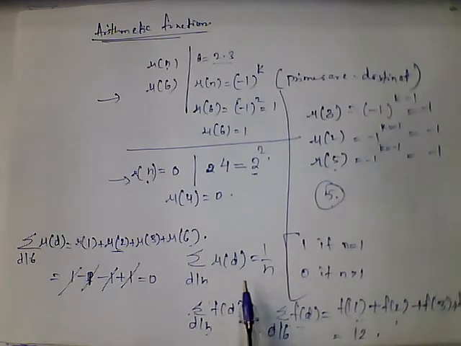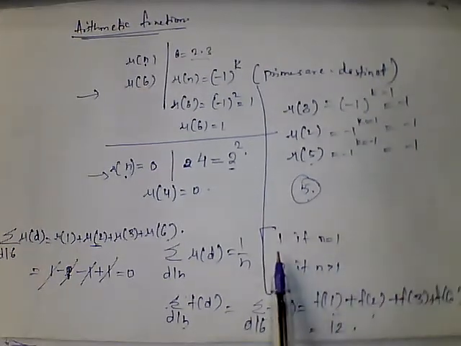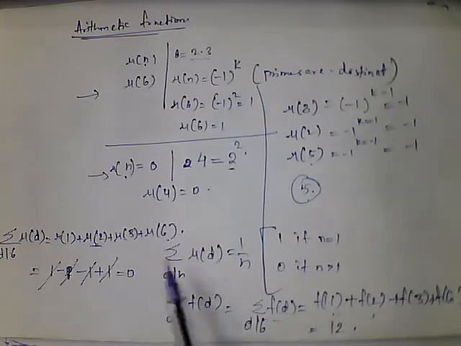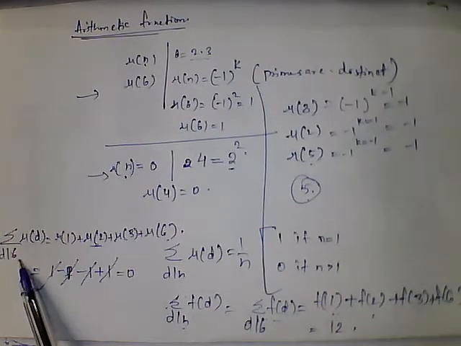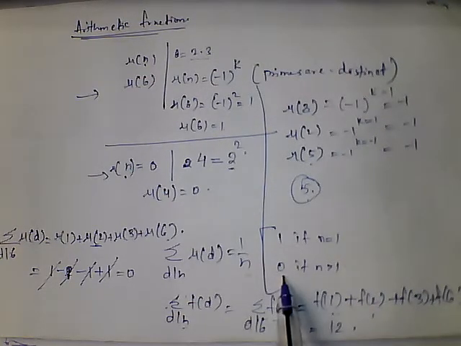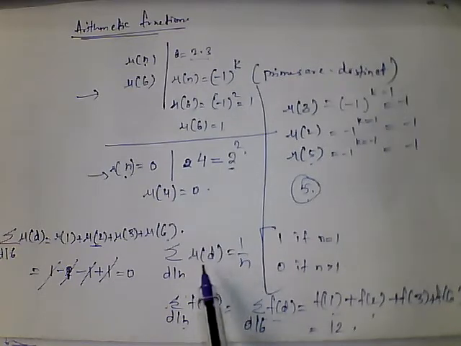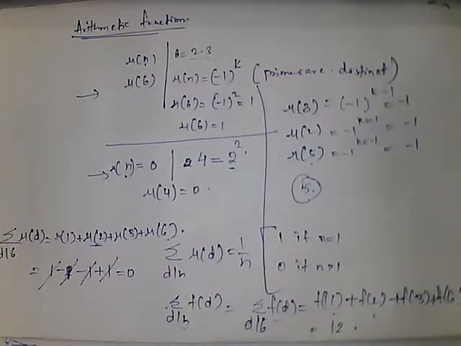Now this condition holds here: 1 if n equals 1, and 0 if n is greater than 1. We have n equal to 6, which is greater than 1, so we got 0. So the theorem says 1 if n equals 1 and 0 if n is greater than 1. Now we move on to proving the theorem.